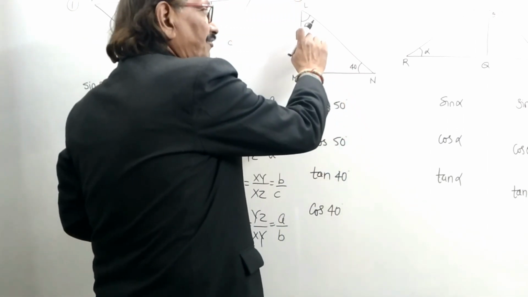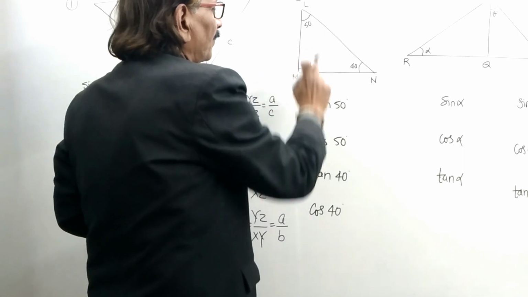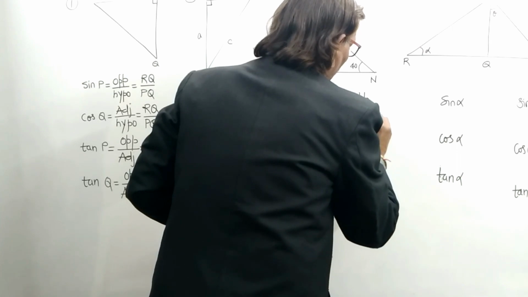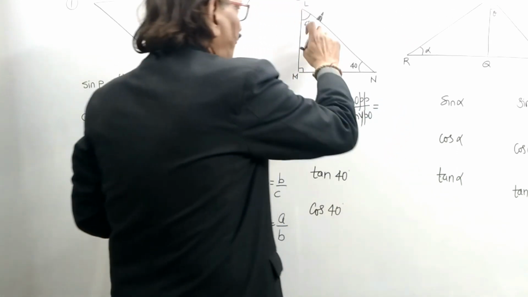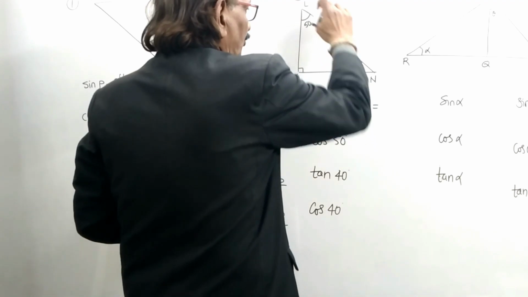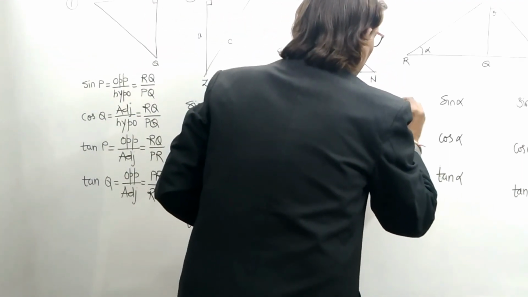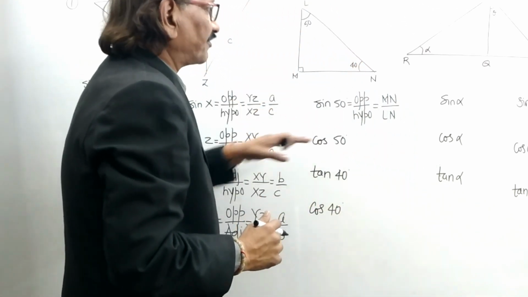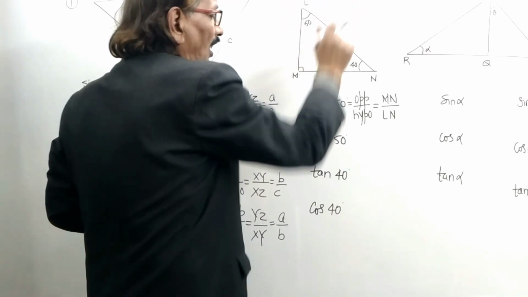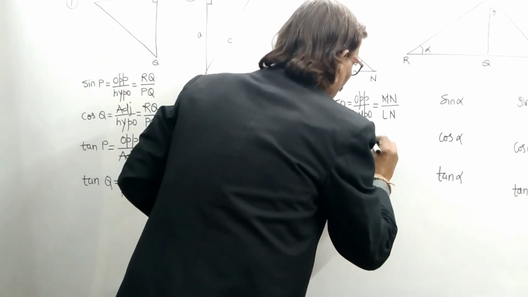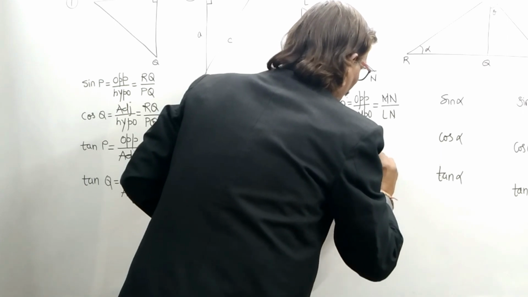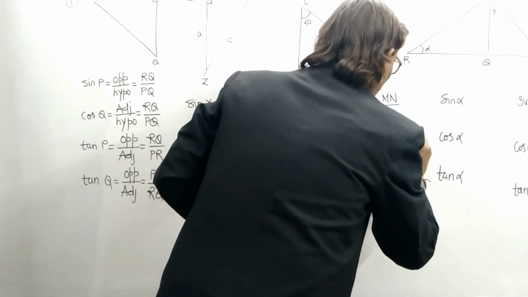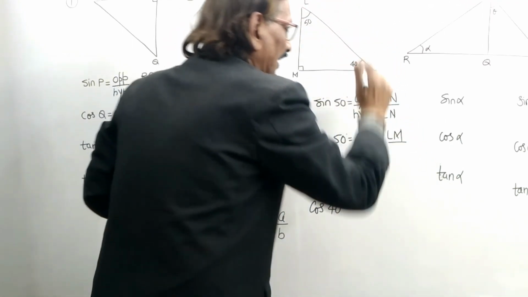Sine 50, that means 50 angle is shown here. Sine is opposite upon hypotenuse. For 50, opposite is mn and hypotenuse is ln. So mn upon ln. Next, cos 50, adjacent upon hypotenuse. For 50, the adjacent side is lm upon hypotenuse is ln.